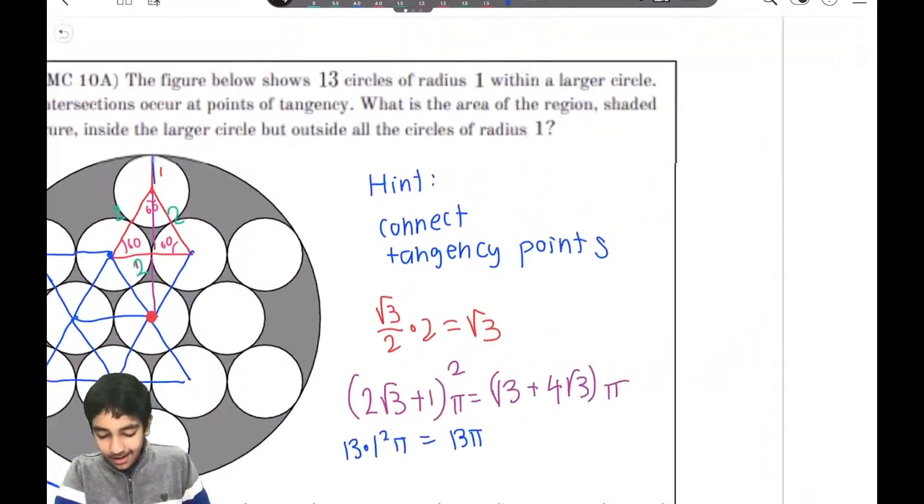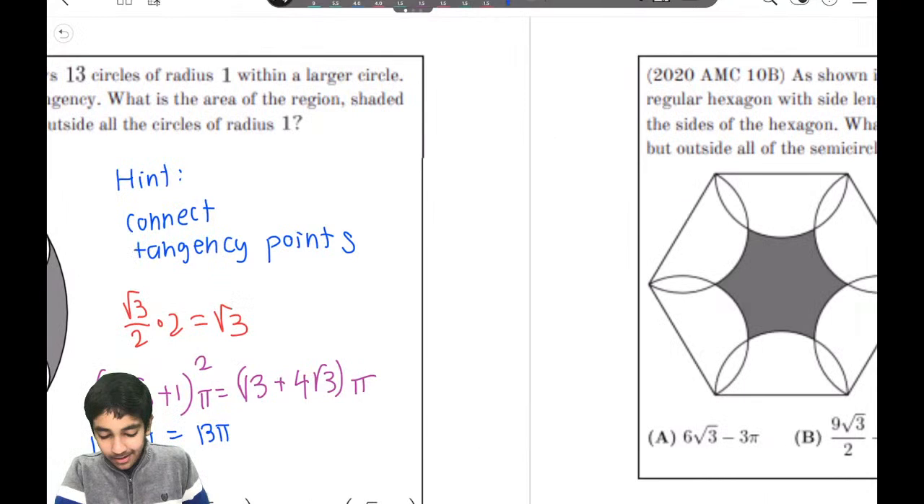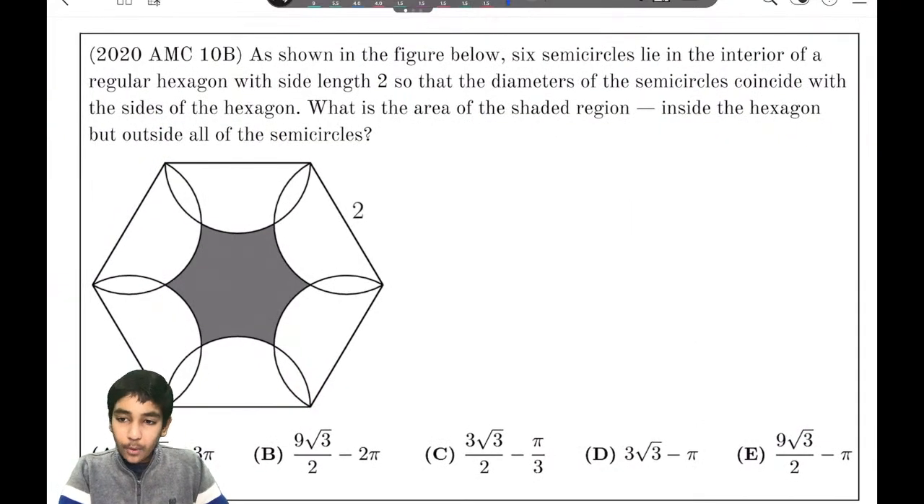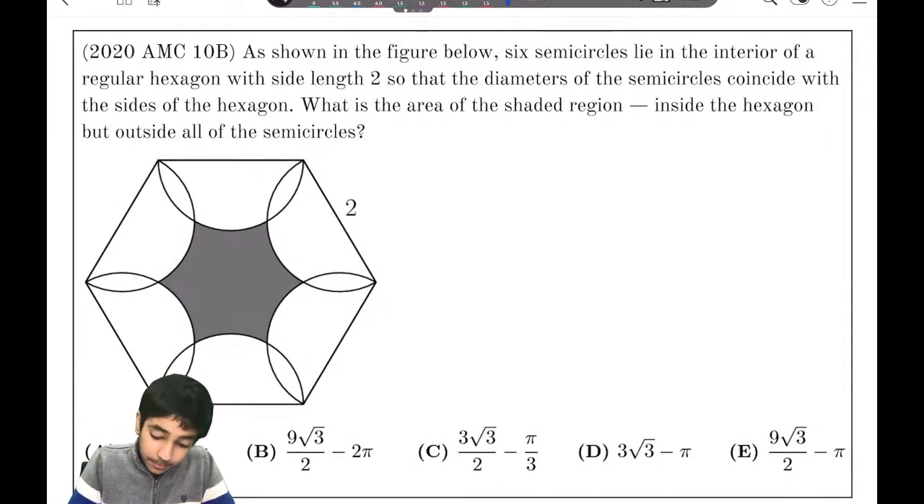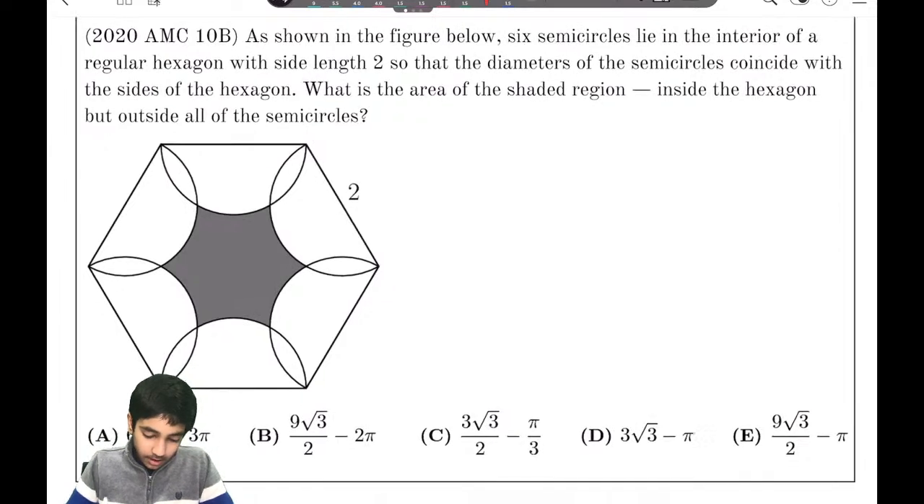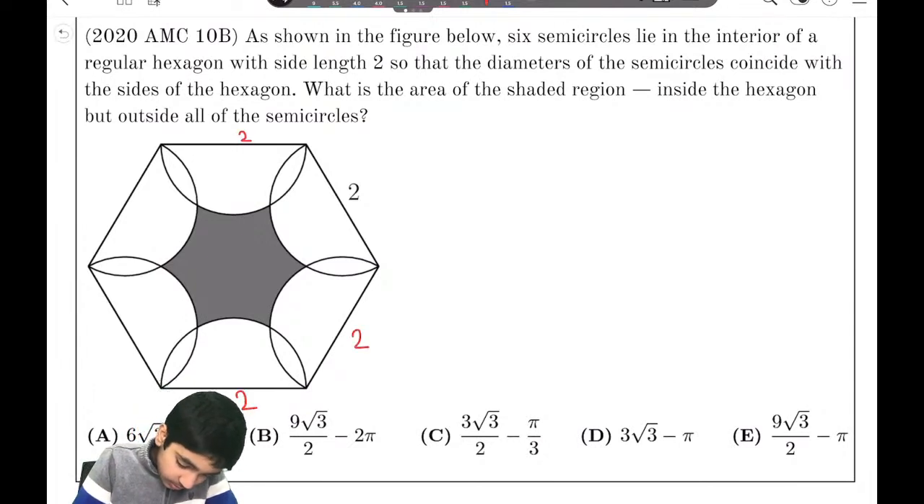Okay, now let's take a look at this problem. It's going to be the last problem for our circle section. Okay, so this is the most tricky problem in this section. So we have this weird hexagonal figure, and we want to find this area. This is 2, 2, 2, 2, 2. I want to find this weird region here. This weird region.